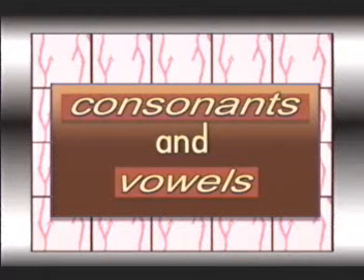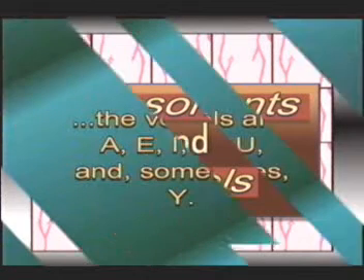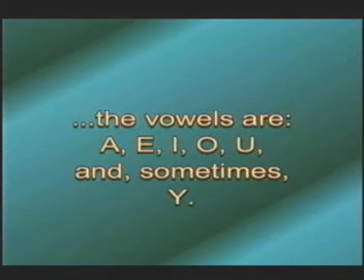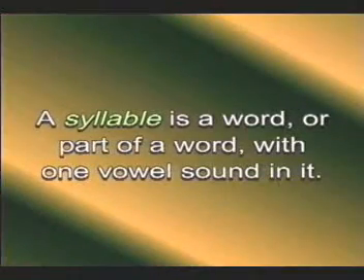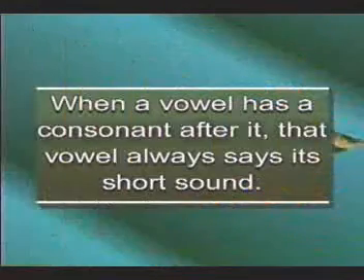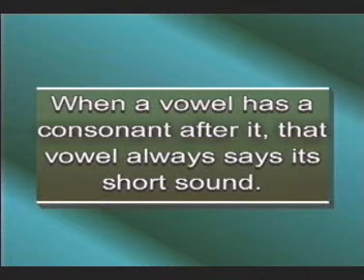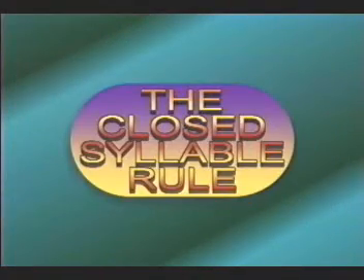We learned that we have two kinds of letters in our alphabet, consonants and vowels, and that the vowels are A, E, I, O, U, and sometimes Y. All the other letters of the alphabet are consonants. A syllable is a word or part of a word with one vowel sound. When a vowel has a consonant after it, that vowel always says its short sound. This is called the closed syllable rule.